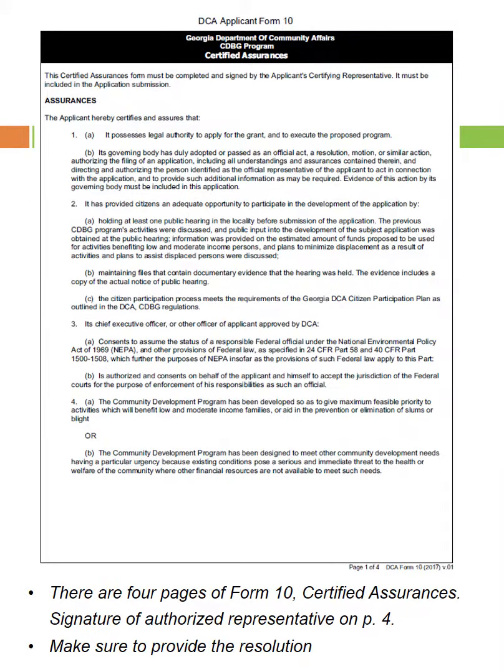DCA 10 is a list of certified assurances. It's 4 pages long, basically a list of rules you agree to follow if you're funded. On page 4, it must be signed by the chief elected official and attested by the clerk or another authorizing official.